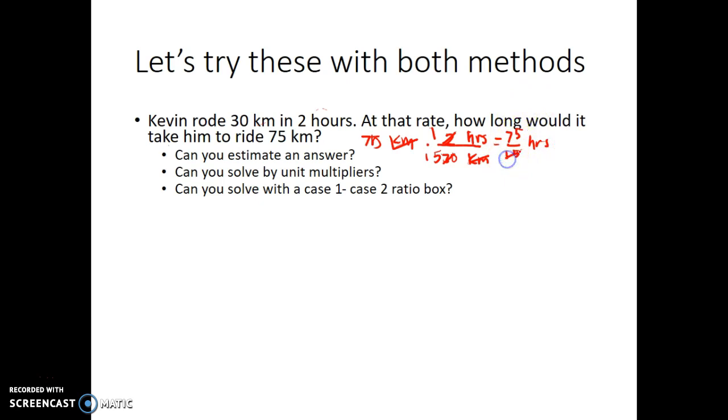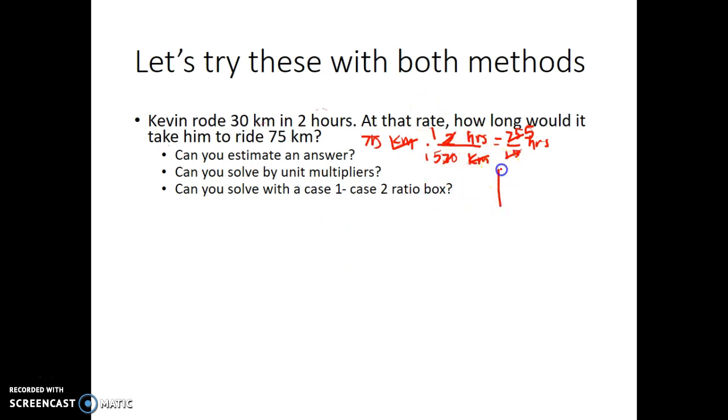And I know that 15 goes into 75 5 times. So that would be 5 hours. And like my estimate, I kind of estimated that it would be something close to 5 hours. So that's good. So I feel very confident about that answer then. I don't think that I did it wrong.